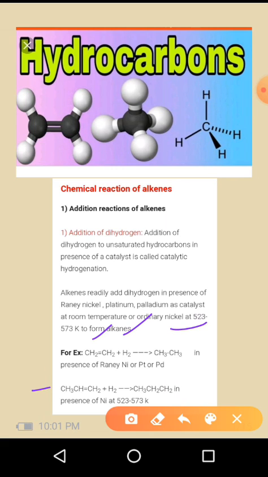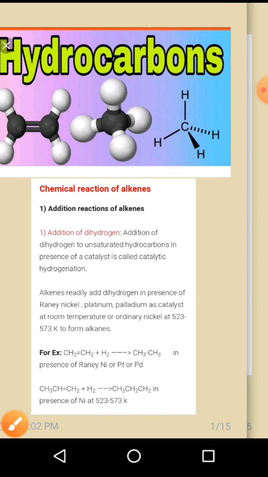And one more reaction: CH3-CH=CH2, that is propene, upon reacting with hydrogen in the presence of nickel as a catalyst at 523 to 573 Kelvin, produces CH3-CH2-CH3. So the propane molecule is formed. So this is the addition of dihydrogen to alkenes.